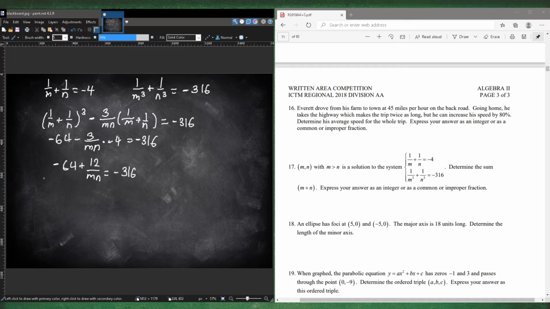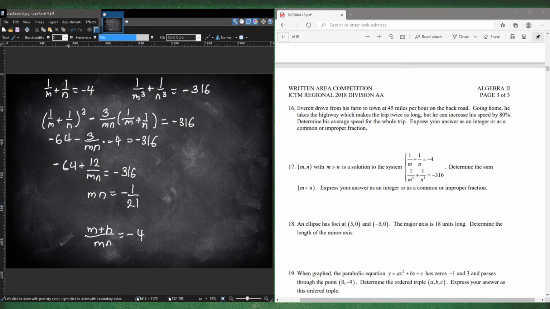So then we'll just use our calculator. So -316 plus 64, and then 12 divided by that number, and we get m times n is equal to -1 over 21. Okay, so we got that number. So how do we get m plus n? Well, let's look at this equation now. So what we could do is simplify it. So that's m plus n over mn, right? I just simplified the left side, and that's equal to -4.